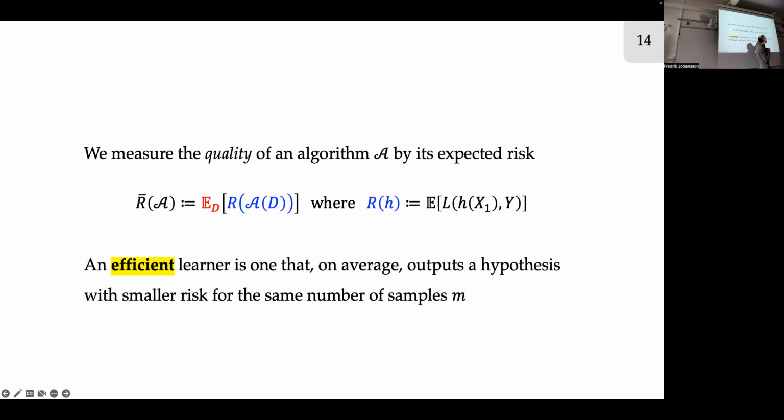So here we have an expectation of X1 and Y. We have our loss of our hypothesis H, which is the output of the algorithm that we applied to the dataset D. So the dataset is random, the future test points are random, and we're taking expectations over both. We are interested in efficient learners, as I said before, and we say that a learner is more efficient than something else if it, on average, outputs a hypothesis which has a smaller risk using the same number of samples.